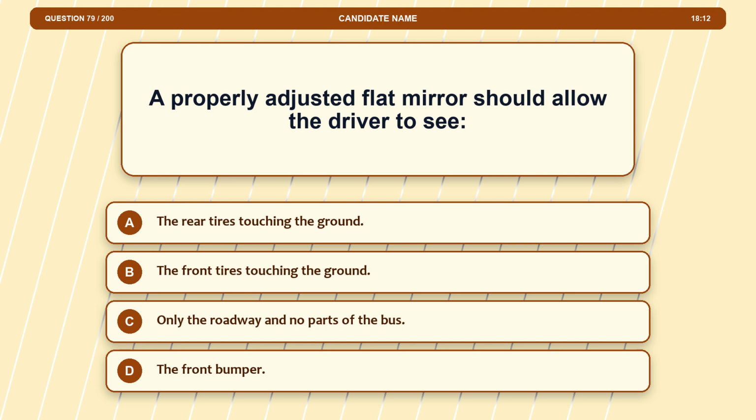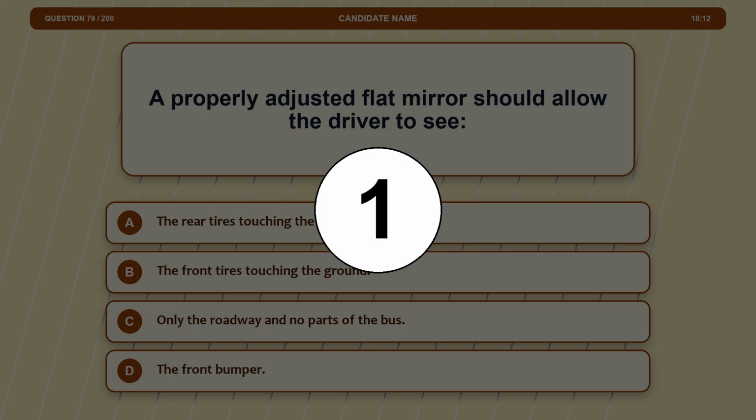Question 79. A properly adjusted flat mirror should allow the driver to see. Option A, the rear tires touching the ground. Option B, the front tires touching the ground. Option C, only the roadway and no parts of the bus. Option D, the front bumper.